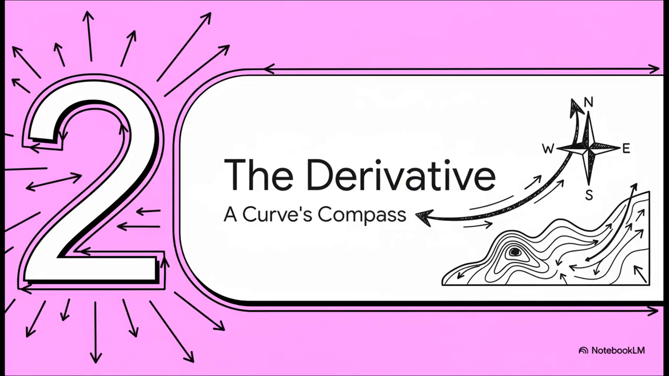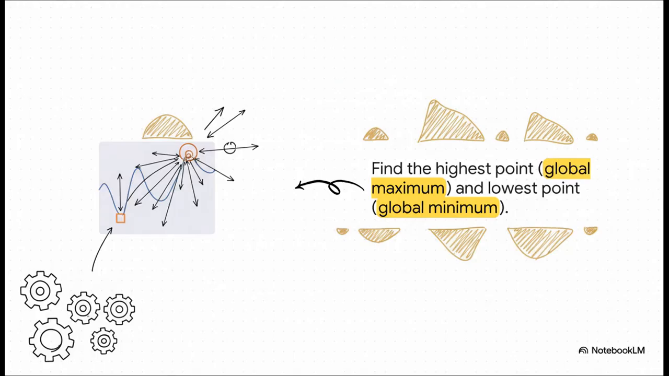Okay, let's grab our first tool for the job. We're going to start in the simpler 2-dimensional world of curves. And here, our number 1 tool is the derivative. You can pretty much just think of it as a compass that tells us which way the curve is heading at any exact spot.